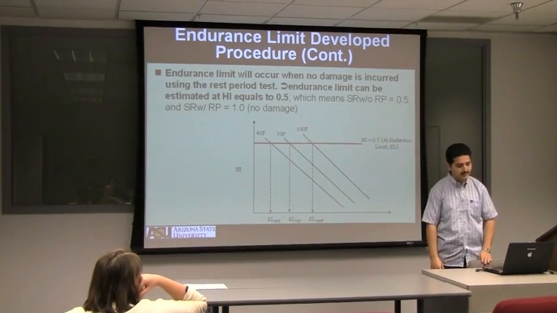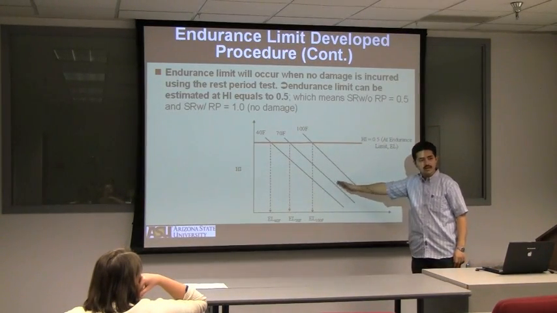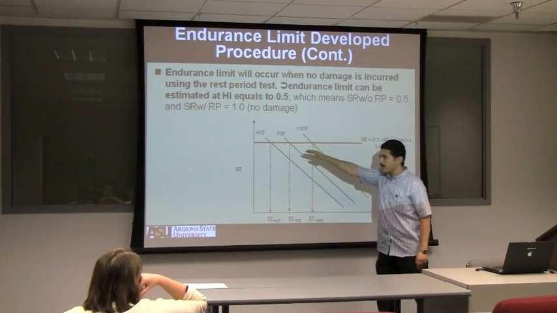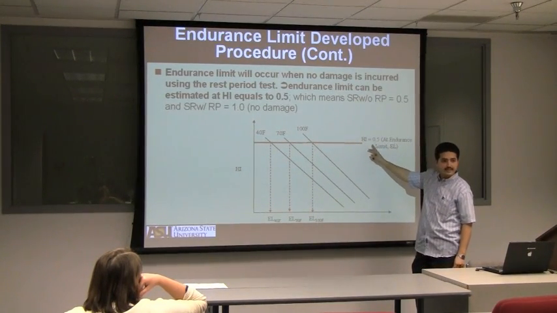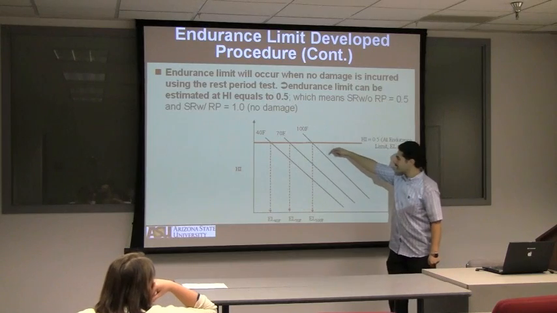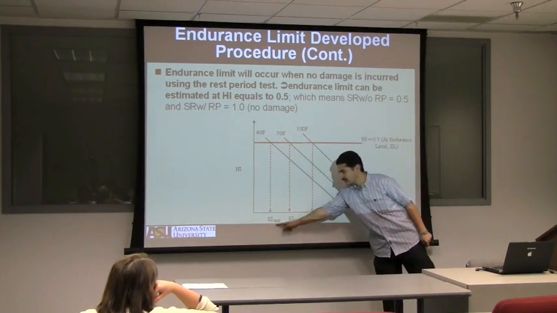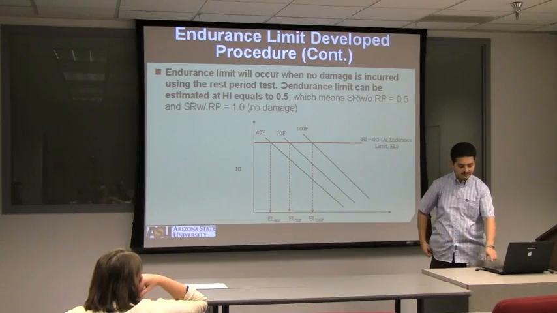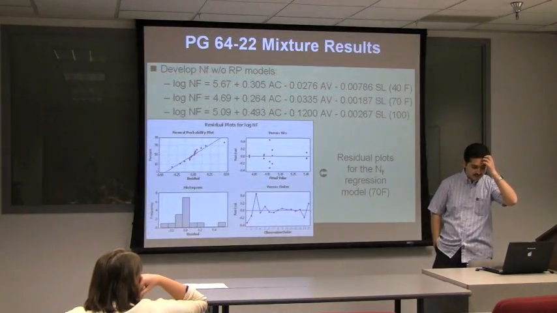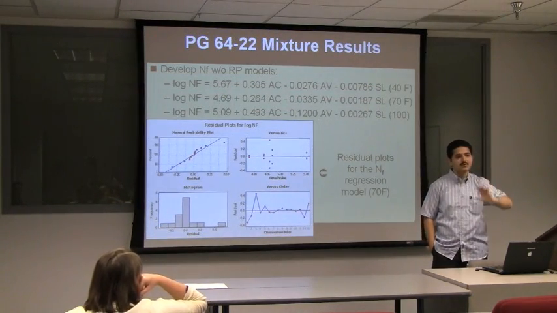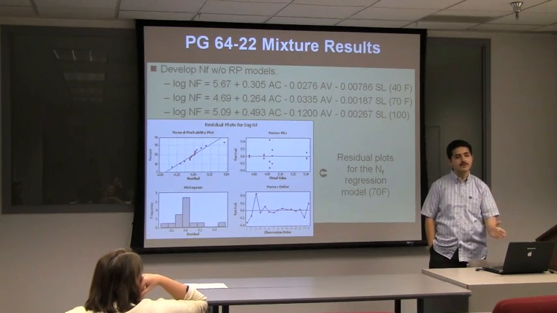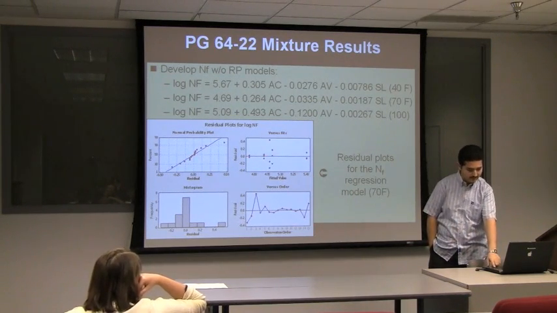So going back to here, if I have all the lines that I developed so far, what I'm going to do is draw a horizontal line at healing index equal to 0.5, and then go down and select the endurance limit for each test condition. I know everybody likes examples, so I'm going to go through one of the binders that I did and how I used the developed procedure that I came up with.